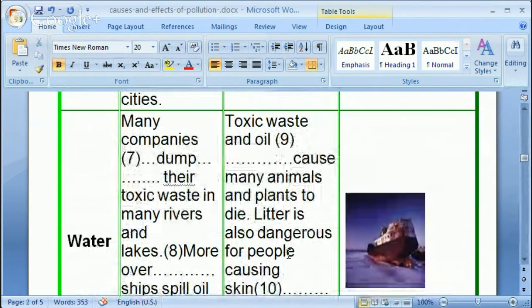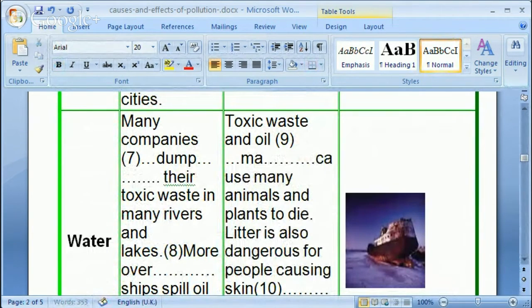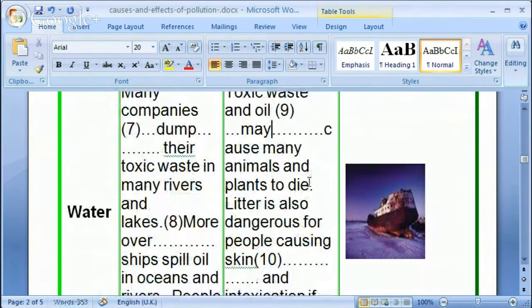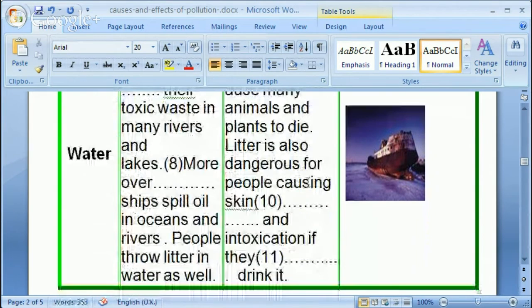You should be aware that, in fact, modal verbs like may or could or might go in front of verbs. Might cause, may cause, could cause, would cause, should cause. Okay, modals can also precede verbs in addition to adverbs. So may cause many animals and plants to die. That makes perfect sense to me.